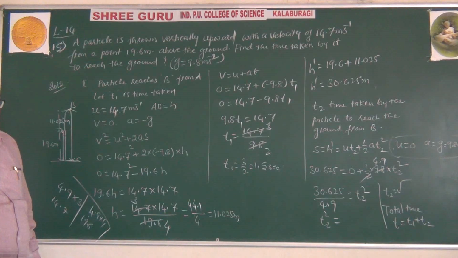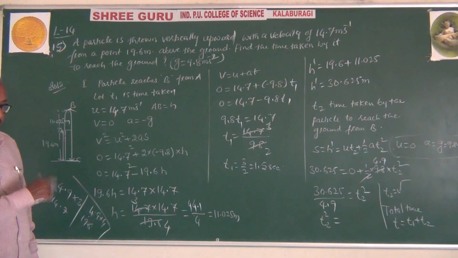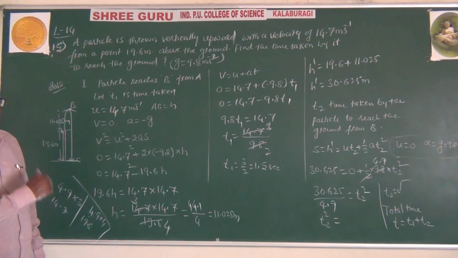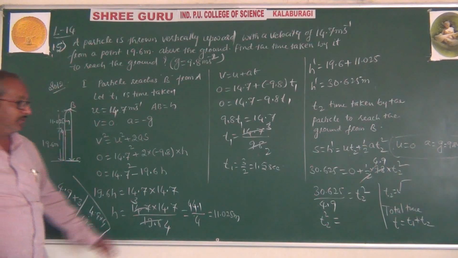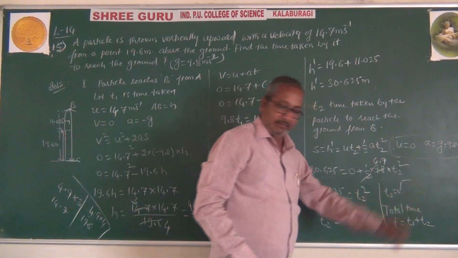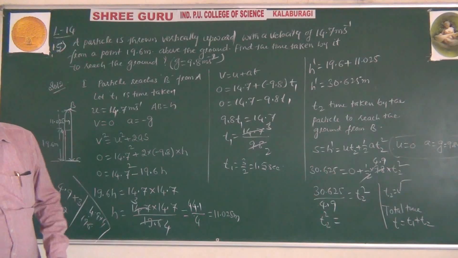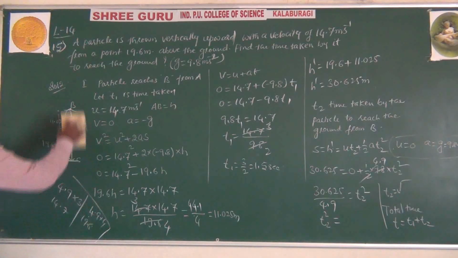30.625 divided by 4.9. Use the calculator and divide it. After that you have to find the root, where t2 is added to t1: t1 plus t2. Here t1 is 1.5, and t2, whatever you get, you can write. That is your answer. Then I will give you one more problem.